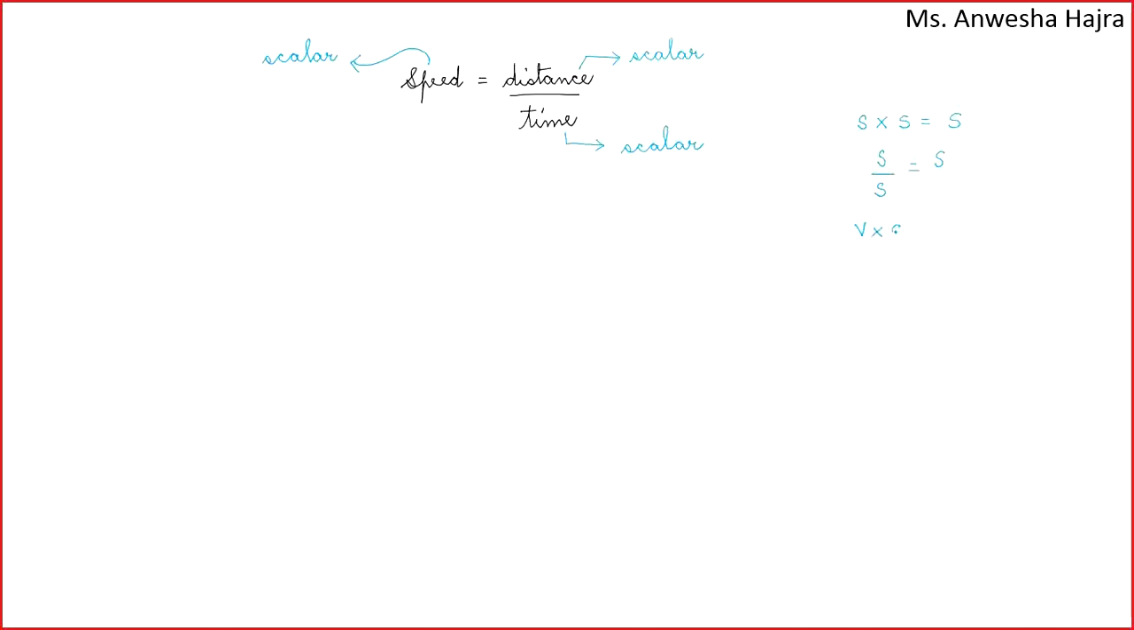Vector into scalar will give a vector quantity. Vector into vector may give a scalar or a vector quantity. Vector into vector may be a scalar, may be a vector. Now here we are getting scalar by scalar. Vector by scalar will give a vector, children. Vector by scalar will give a vector.